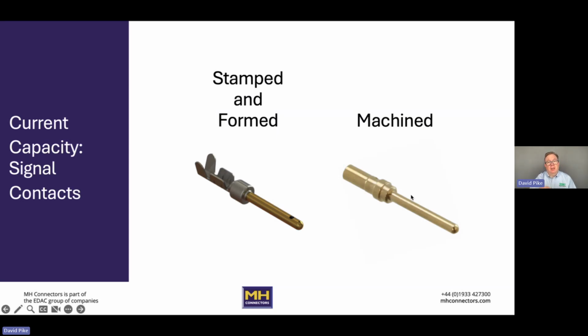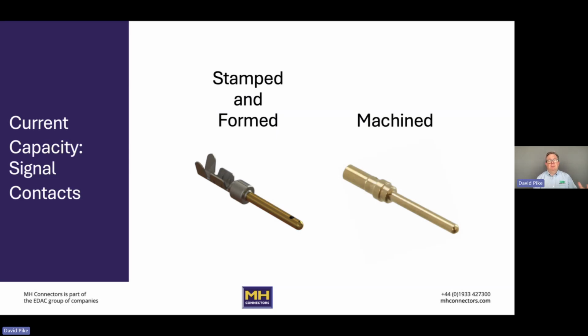The machined contact, by contrast, is actually created from a solid brass barrel. And so it's then milled down into the shape. There are no seams. So it should be obvious with a little bit of inspection whether a connector has a stamped and formed or a machined contact.